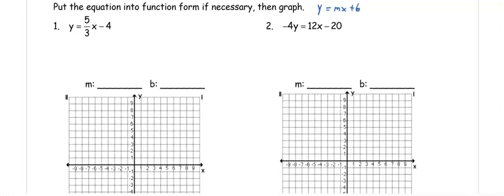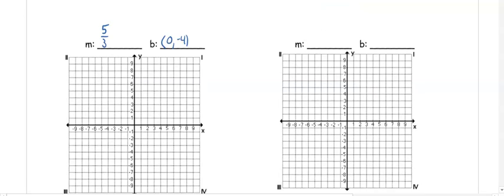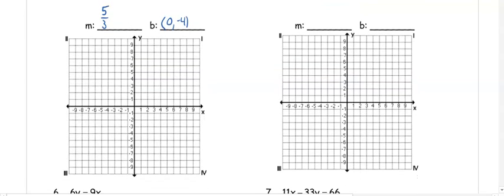So number 1, we already have it in y equals 5/3 x minus 4. So our slope is in front of the x, 5/3. Our y-intercept is the number by itself, 0, -4. When we go to graph this, we always start on the y-axis. So we're going to start at -4 on the y-axis. Our slope always tells us to go up or down and then to the right. So because it's positive, we go up 5 and then right 3.